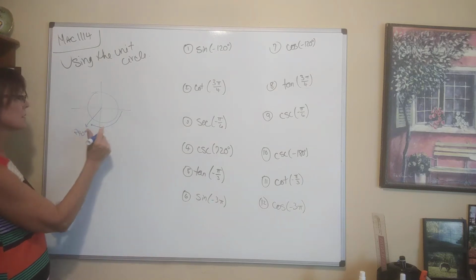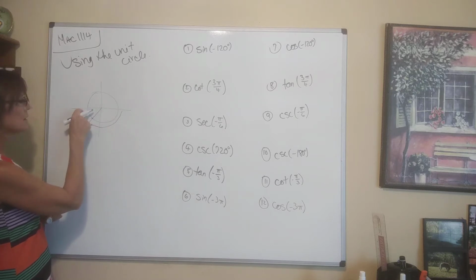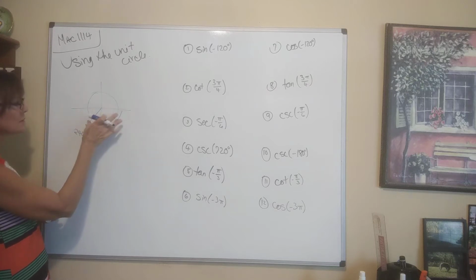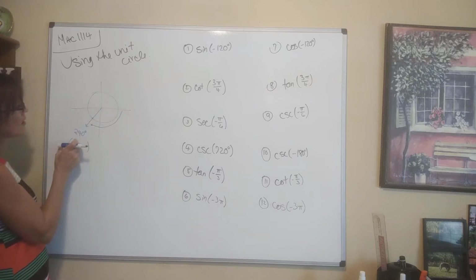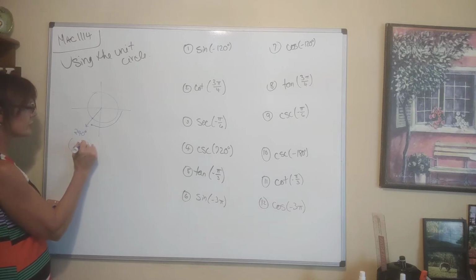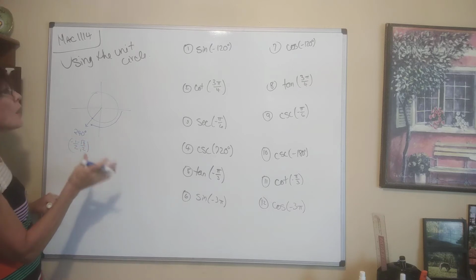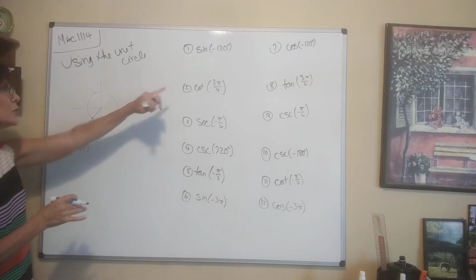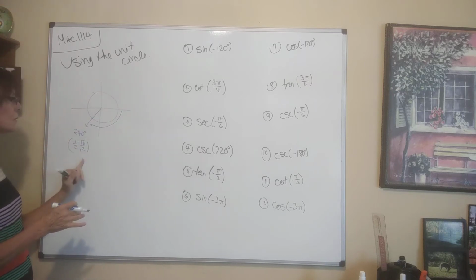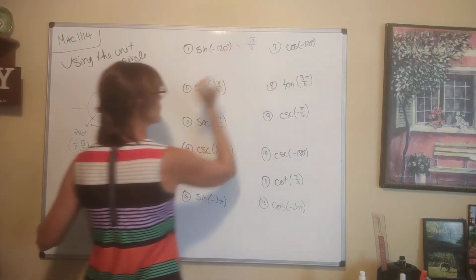And I'm used to this on the unit circle. I know that this one is 180, this is 210, this is 240. The coordinates here, the big one is square root of 3 over 2. The small one is 1/2. This is in quadrant 3. They're both negative. So what is the sine of negative 120, which is equivalent to 240? It's the y value. This is going to be negative square root of 3 over 2.